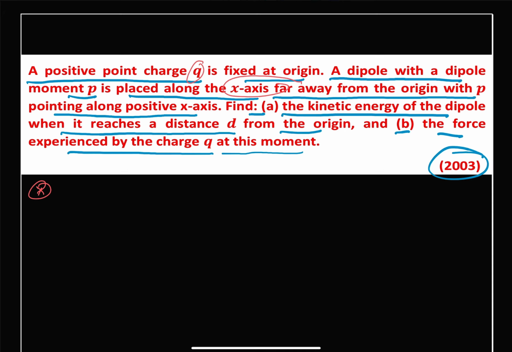So we know that obviously there will be change in the potential energy of the dipole, and we can say that the potential energy of a dipole in an electric field is given as minus P dot E, where E is the electric field. So let's calculate the change in potential energy of the dipole.